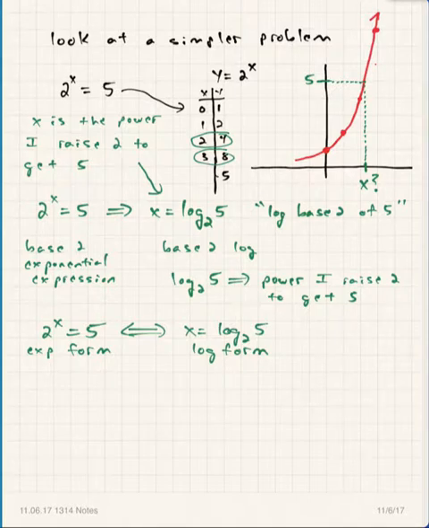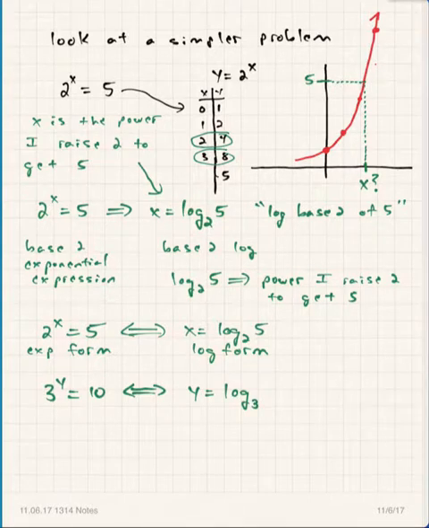All right, so if we wrote a few more expressions like this, if we had 3 to the y equals 10, then that would be the exponential form, and its corresponding logarithm form would be y equals, notice the number off to the side there, that y is the exponent, just like the x was the exponent in the first one. And this is y equals logarithm base 3 of 10. And what does this represent? It represents the power you raise 3 to get 10.